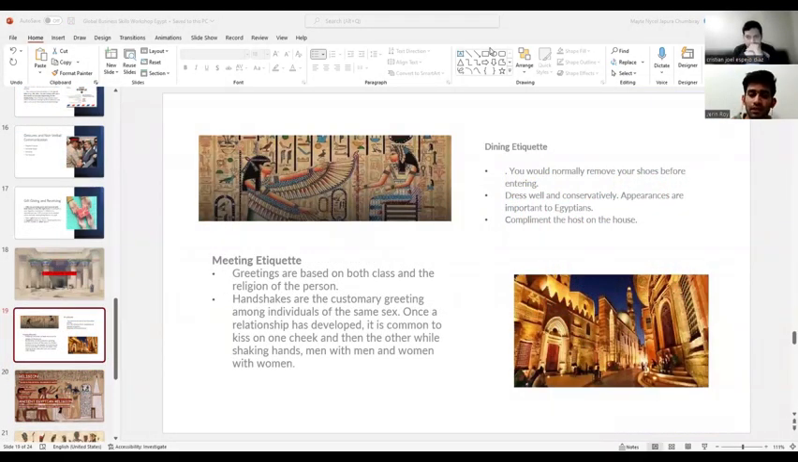Egyptians follow many customs, and some of them are the following. Greetings are based on both the class and the religion of the person. A handshake is the customary greeting among individuals of the same sex, and once a relationship has developed, it is common to kiss one's cheek and then the other while shaking the hand, men with men and women with women. In any greeting between a man and a woman, the woman must extend the hand first, and if she does not, the man should bow his head in greeting. You would normally remove your shoes before entering, and dress and appearance are important to Egyptians. Next slide, please.